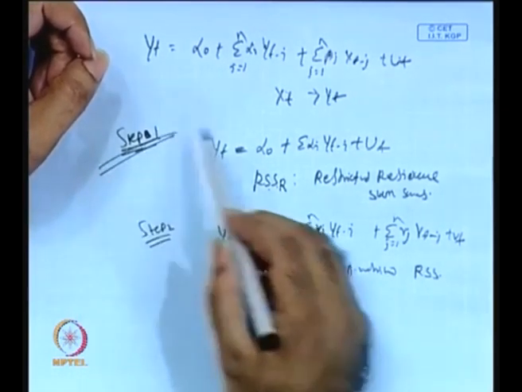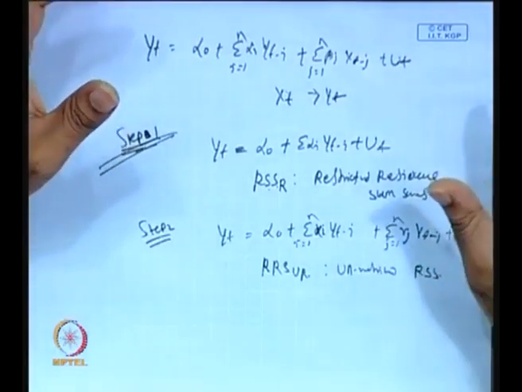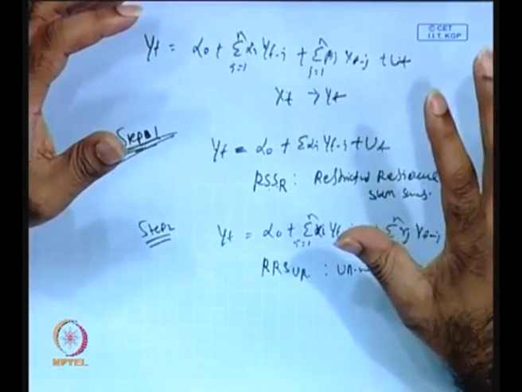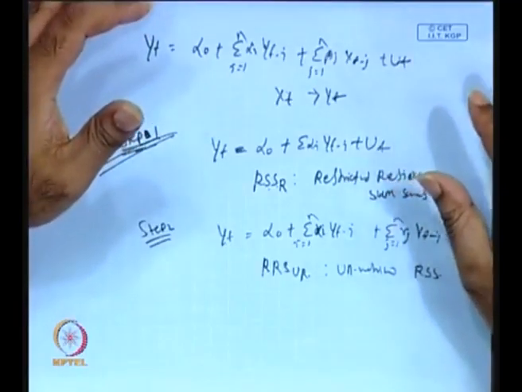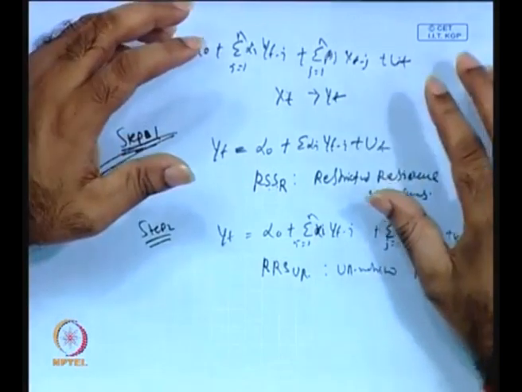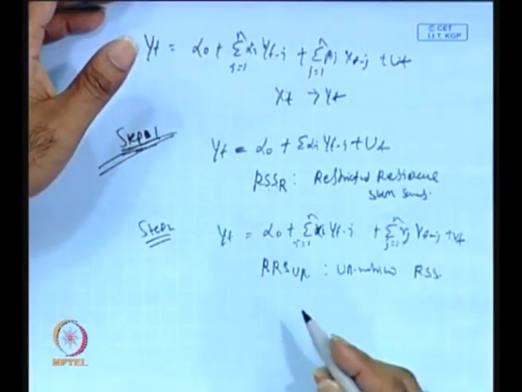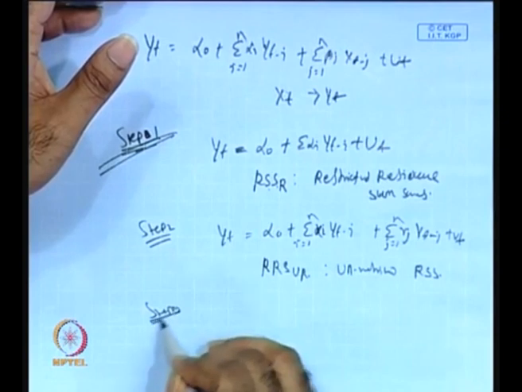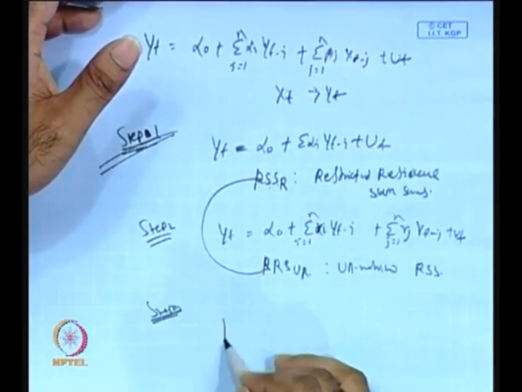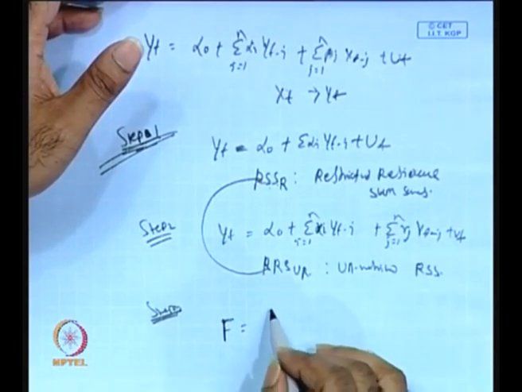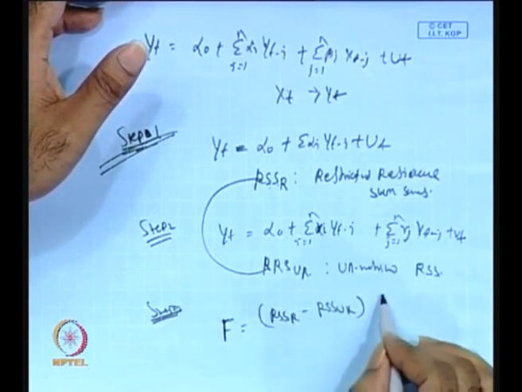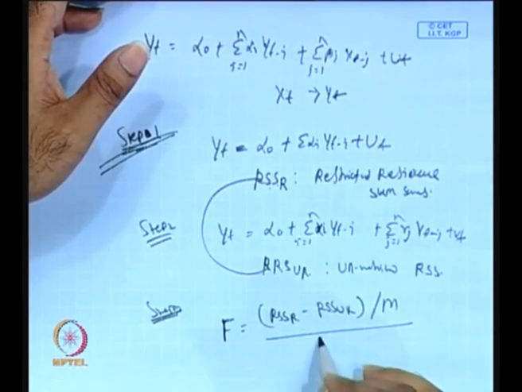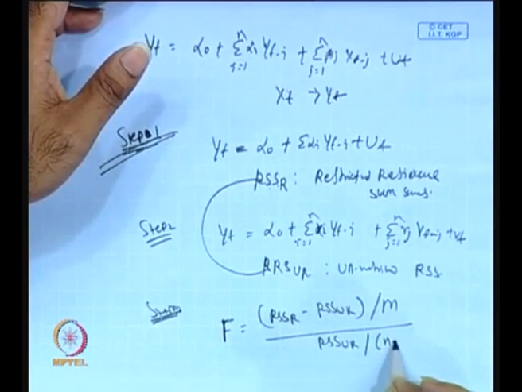So step 1 is to regress yt on yt minus i only, then obtain the residual sum of squares and call it the restricted residual sum of squares. Second, you regress the full model, and that residual sum of squares is the unrestricted residual sum of squares. Now in step 3 you integrate these two, and for that you apply the F statistic. The F statistic is RSSR minus RSSUR, divided by m, whole divided by RSSUR divided by n minus k.